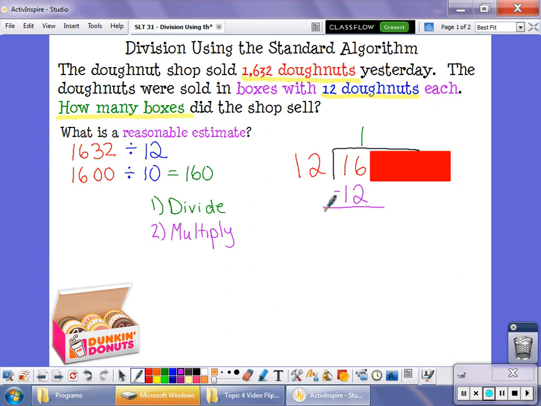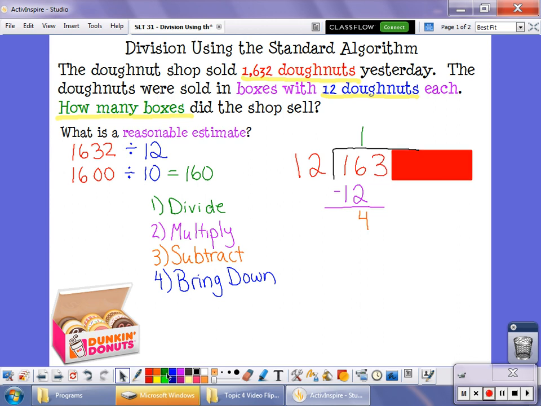Oops, and I just gave you a hint about my next step there. Step number 3 is I have to subtract. Once I've done that multiplication, I need to subtract. So 16 minus 12 gives me 4. The last step I have in a division problem is I'm going to bring down my next number. Okay, let me show you what that means. So I'm going to take this next number and bring it down. So now I have 43.